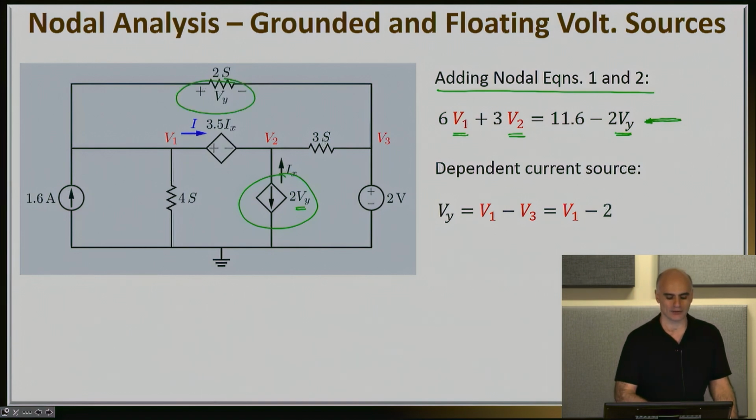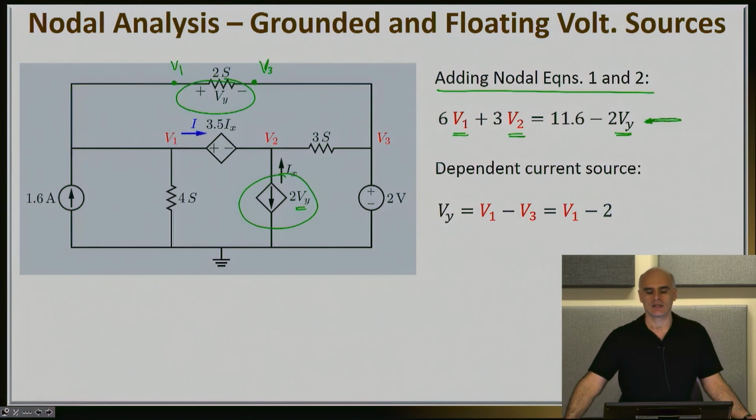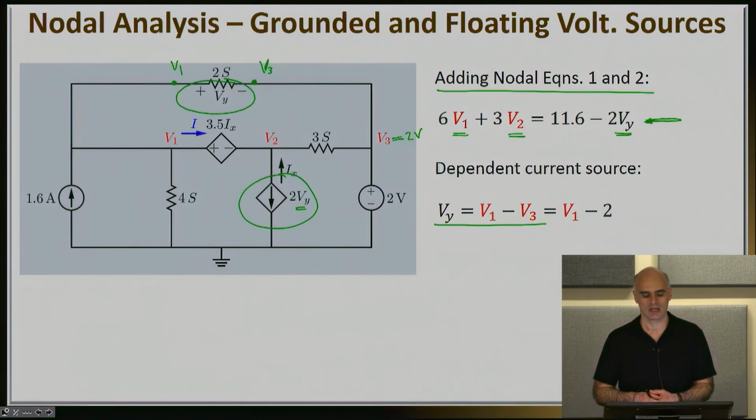So Vy, according to this schematic here, is the voltage drop between the left side and the right side. So it's going to be equal to V1, which is up here, and V3, which is on the right side. So that means that Vy is equal to V1 minus V3, and since V3 is known, remember we said that this is equal to 2 volts, then this result simply says V1 minus 2. And this is something that you will have to do in every single circuit whenever you're dealing with some type of a dependent source. Any type of dependent source you have in a circuit will have a controlling variable.